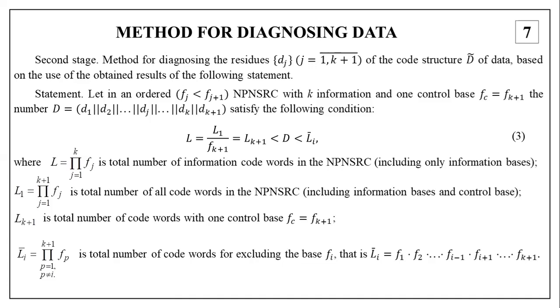Second stage, methods for diagnosing the residues of the code structure of data, based on the use of the result of the following statement. Let in an ordered non-positional number system in residual class with K information bases and one control base, the number D satisfy the following condition 3. When condition 3 is satisfied, the residues of the number D are not distorted. Only a single error in one residue is possible. The second stage of the developed method will be considered in more detail using a specific example.